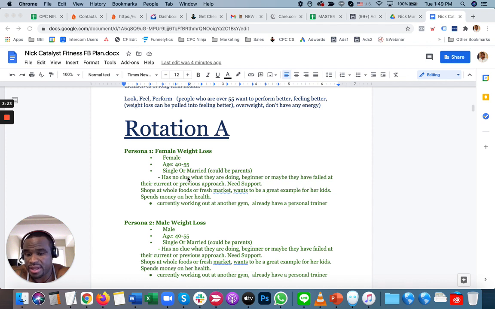They shop at Whole Foods, Fresh Market, and want to be a great example for their kids. They actually spend money on health stuff, and they are currently working out at another gym. In his case, he's a fitness professional, and they already have a personal trainer. So his market is someone who's already financially spending money on trying to get results. And what we've seen is those are the best people that you should target.